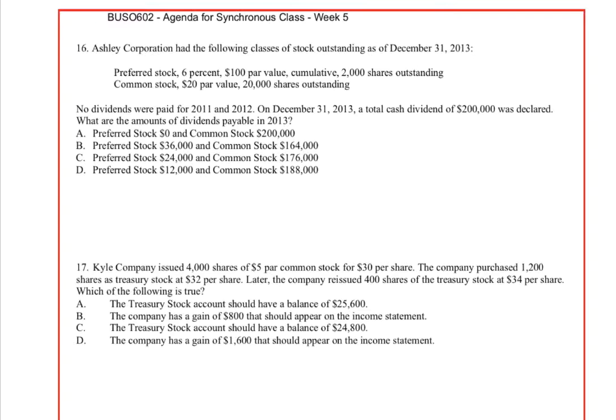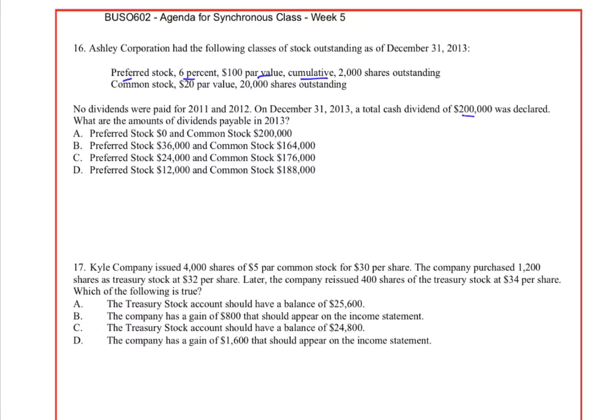Question 16. Ashley Corporation had the following classes of stock. It had some 6% par value cumulative preferreds, and it had some common stock as well. No dividends had been paid in 2011 and 2012, but in December 2013, the company did pay a dividend of 200,000. And who gets what? Okay, so of this 200,000, first of all there's going to be the backlog to the preferred, and then we'll see what's available for common. Maybe we can put in a total as well. Maybe we need that, maybe we don't.